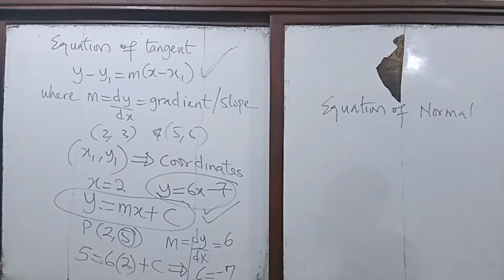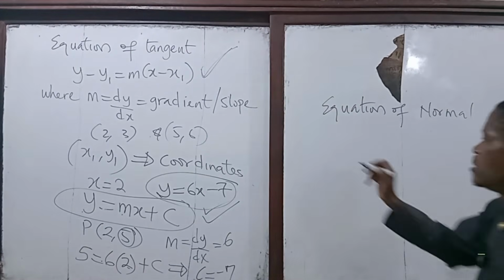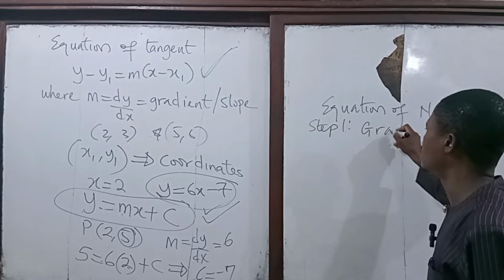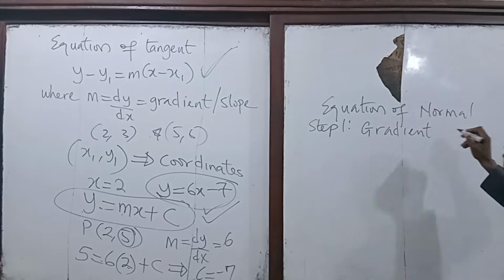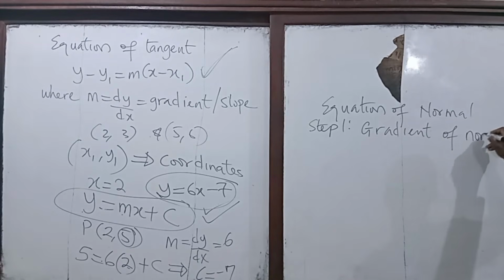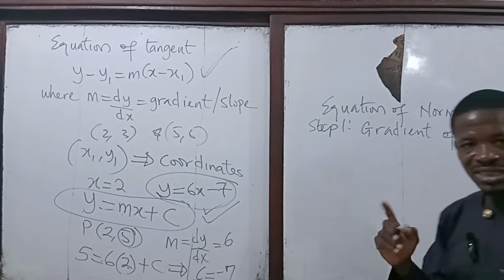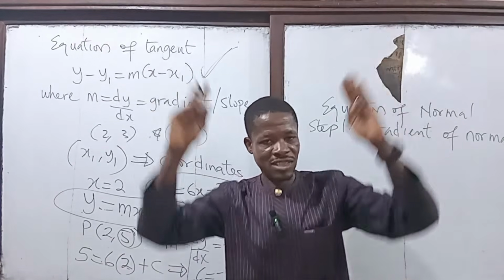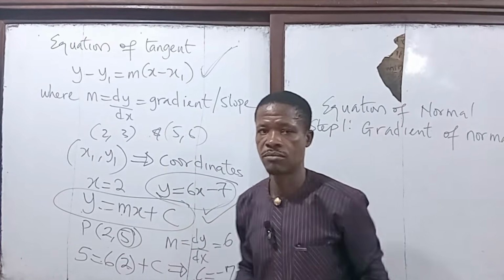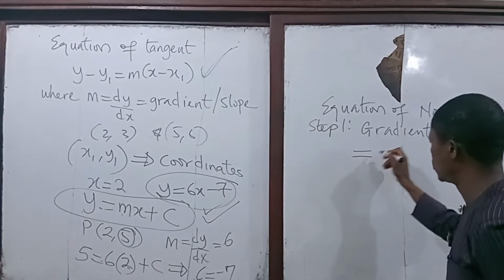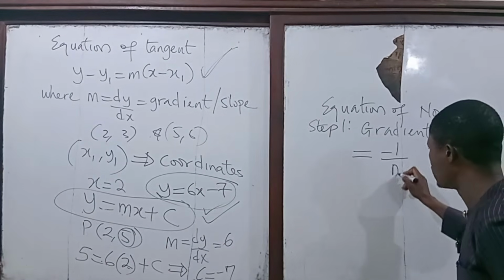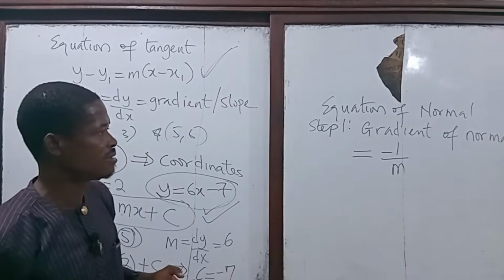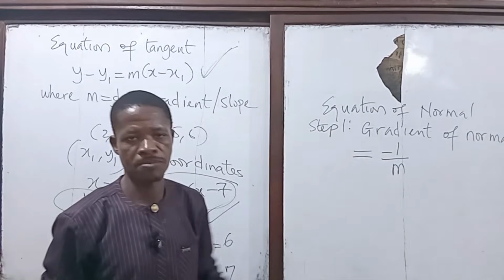Equations of normal. To get the equations of normal, step 1, you need to get the gradient of the normal. That's step one. The gradient of the normal has this equation: minus 1 over m, either m1 as you want to call it, or just call it m.